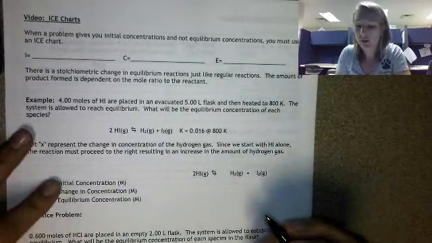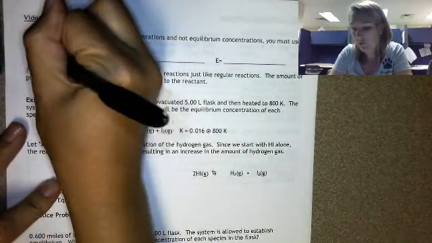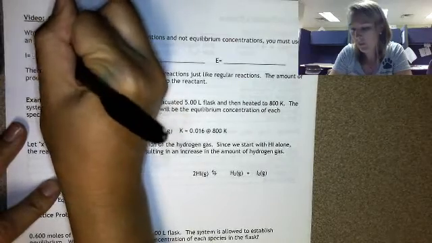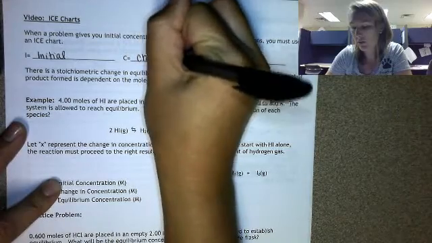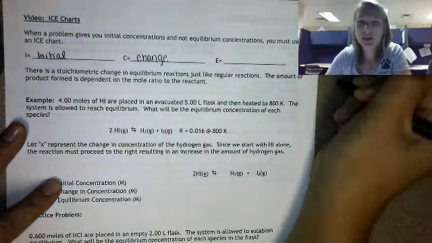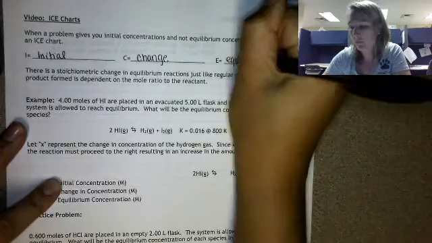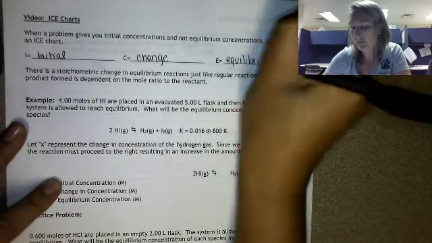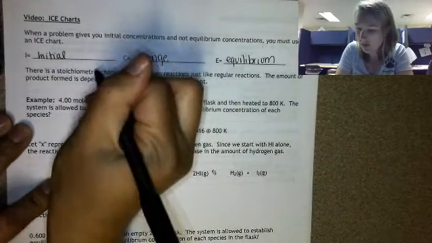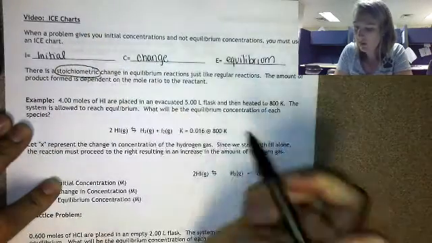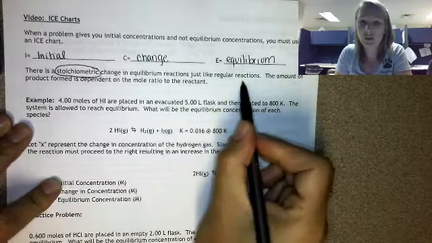So we call it an ice chart, where I stands for initial, C stands for change, and then E stands for equilibrium. Okay. There's a stoichiometric change in equilibrium reactions just like regular reactions.